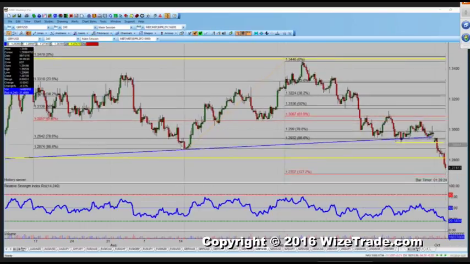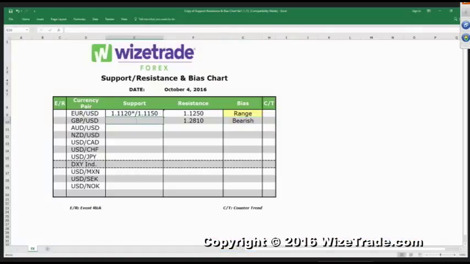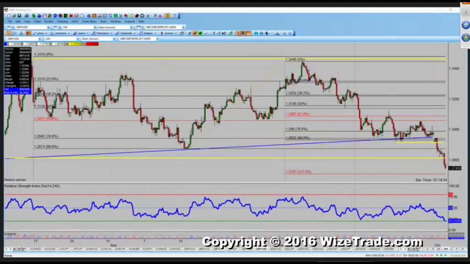So of this move up, the last leg higher that we had, 127% comes in at 127.07. So I'm going to write down 127.10. That should hold the decline today. Okay. All right. Dollar Swiss.